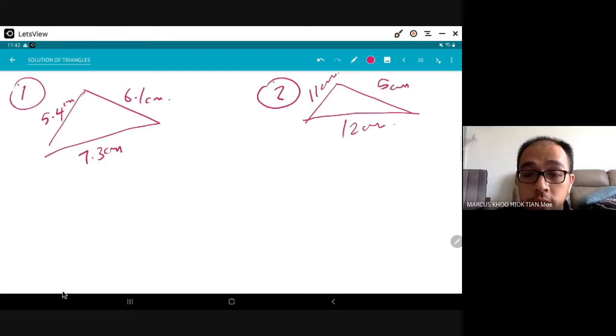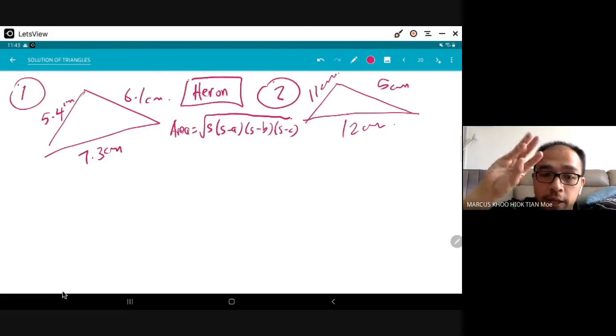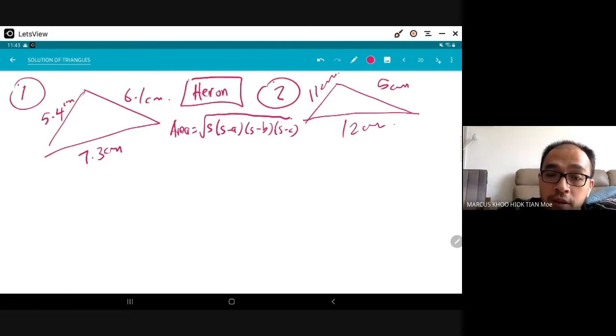This one, because it's so easy, I only give you 5 minutes to answer. Okay, 5 minutes, find the area of both triangles. Use Heron's formula. I'm going to write down the formula again. Area equals the square root of S times S minus A, S minus B, S minus C. This is Heron's area formula. Okay, 5 minutes, and then I will call another 2 people to give me your answer.